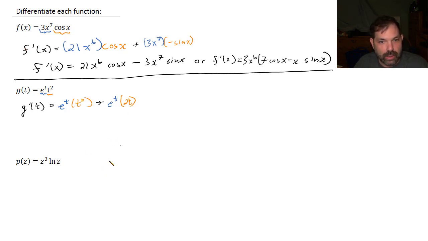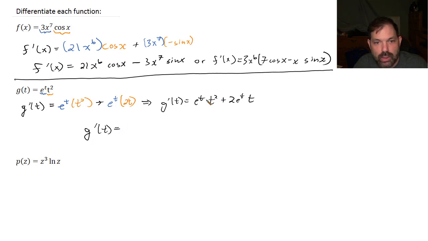So then I could write g prime of t as e to the t times t squared plus 2e to the t times t. What I would do is, again, factor. I notice that there's a common factor of e to the t and also a common factor of t. So I might write this as t, e to the t, times t plus 2.